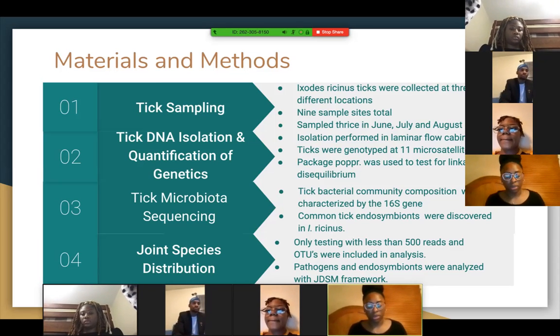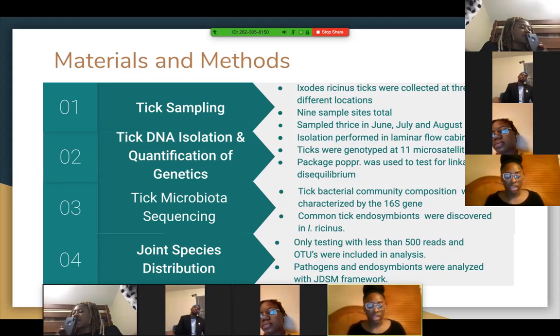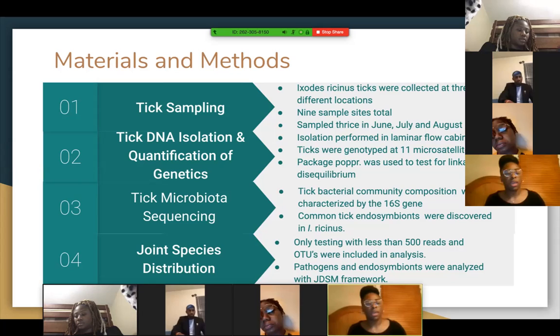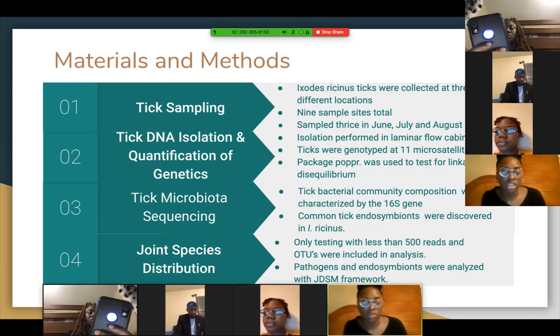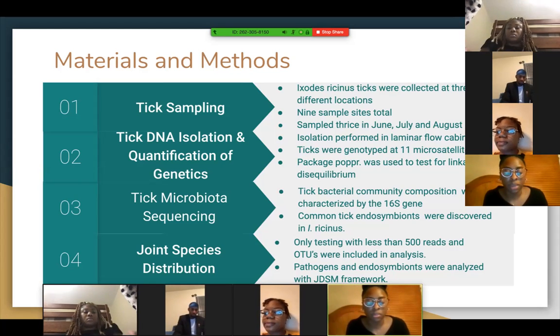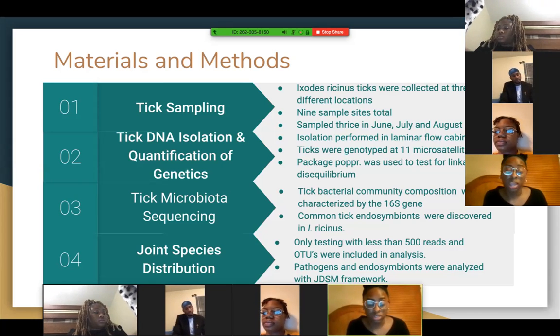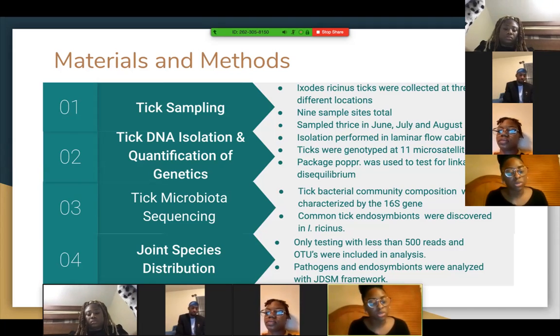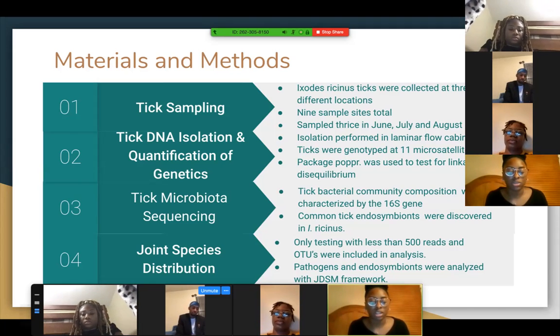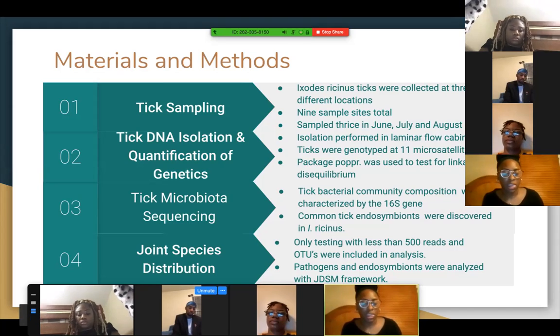During the tick microbiota sequencing phase, common tick endosymbionts were discovered in ricinus ticks. And the PCR protocol, which is known as polymerase chain reaction, was used to make copies of the DNA and amplify it to a large enough amount to study it in detail. During the joint species distribution modeling, the JSDM framework was used to examine how environmental variables correlate with pathogens and tick endosymbionts. Next slide.